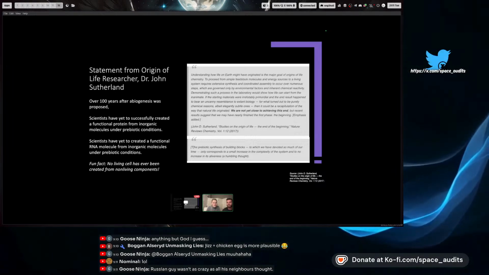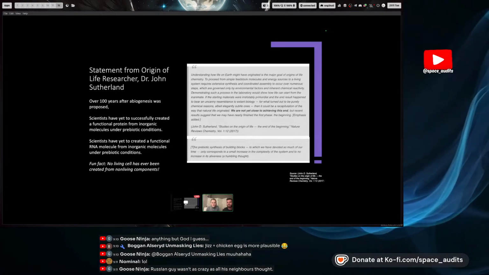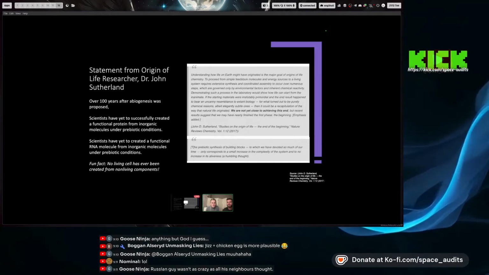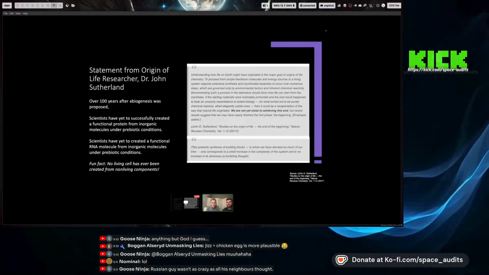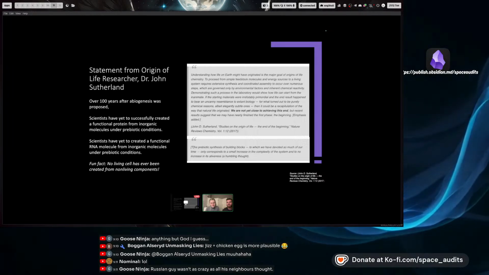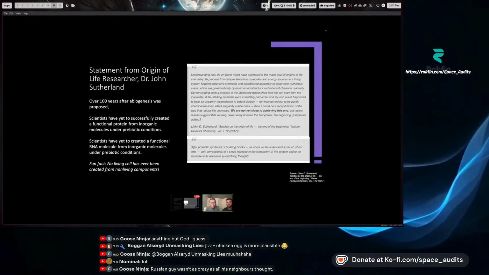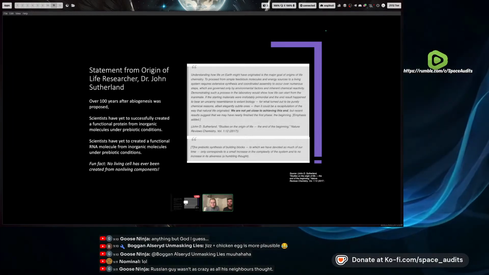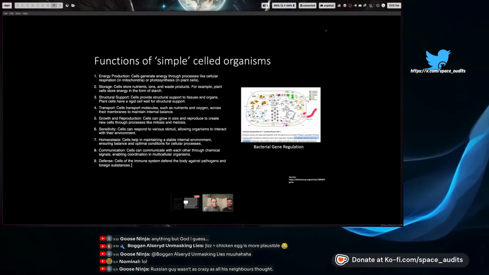So if you have to do them all in different conditions, how is it ever going to come about in nature when they're all supposed to be in the same area, right? So they're just having a hard time moving on, and for obvious reasons.